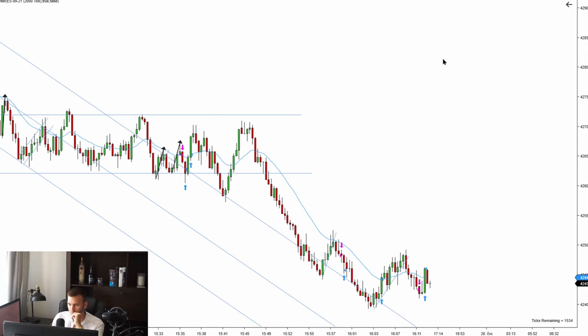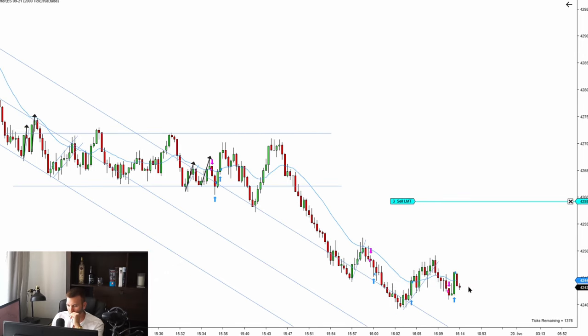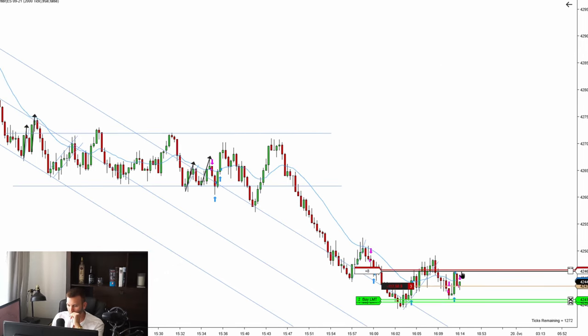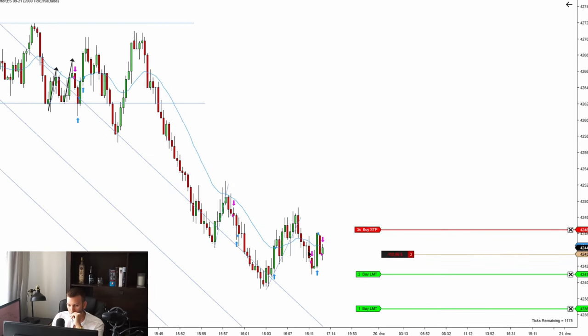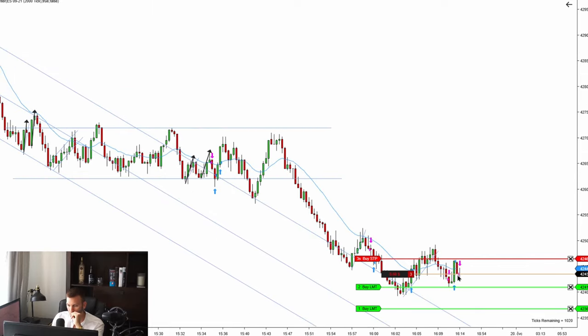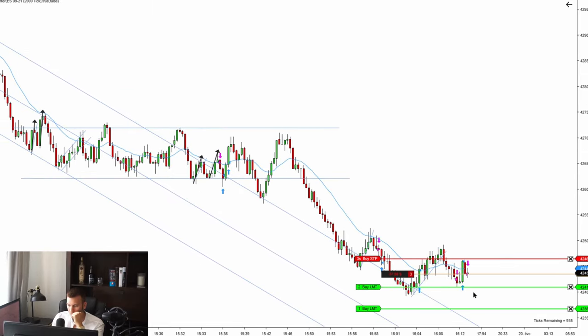Do you know what? Order submitted. Order failed. I'm going to end it right here. Because now this is a new high. First entry long, pullback. Second entry long. Strong bearish bar off the EMA. And this is probably what I was supposed to wait for.